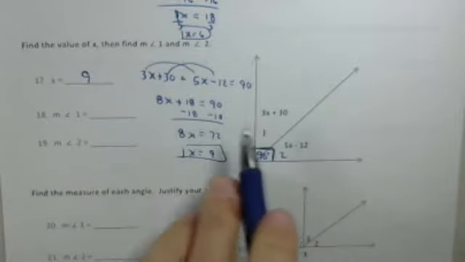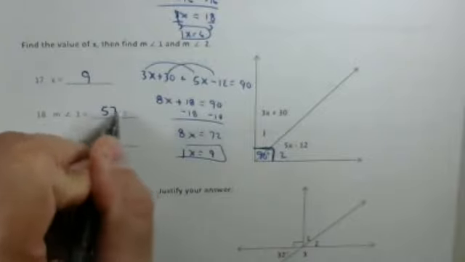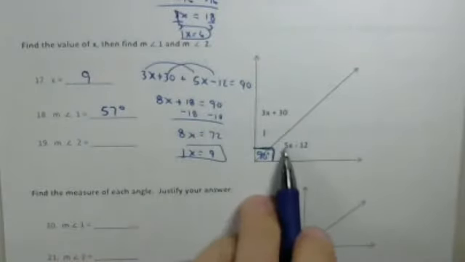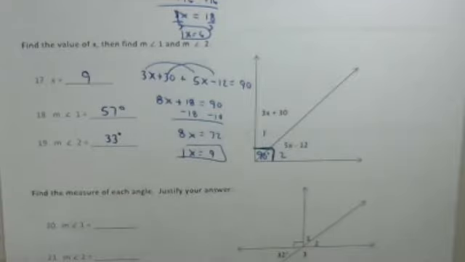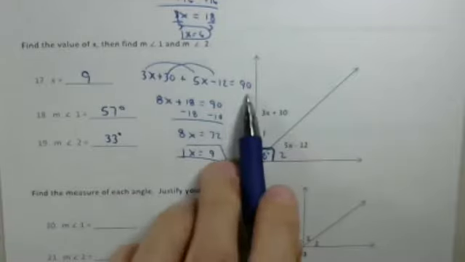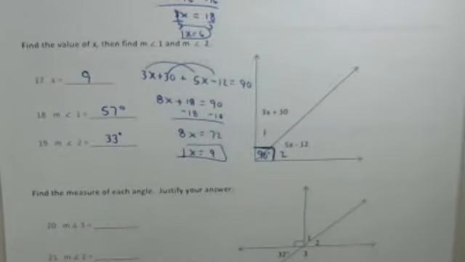So we just simply take the 9, plug it in. 3 times 9 is 27, plus 30 is 57. And then 5 times 9 is 45, minus 12 is 33. Then remember they have to add up to 90. Well, 57 and 33 do add up to 90, so I know that they're good.